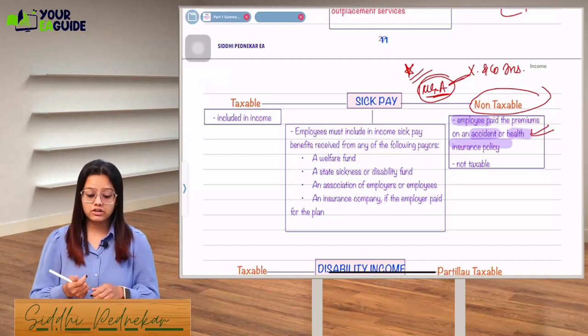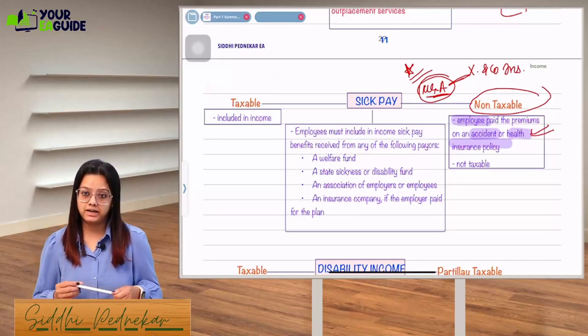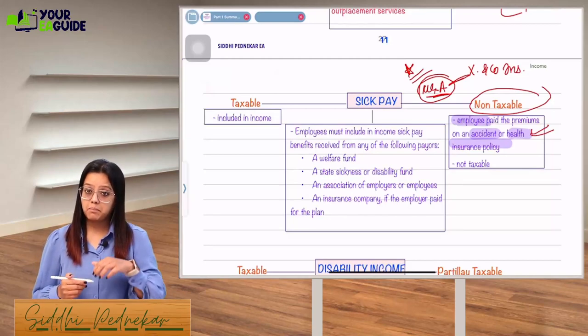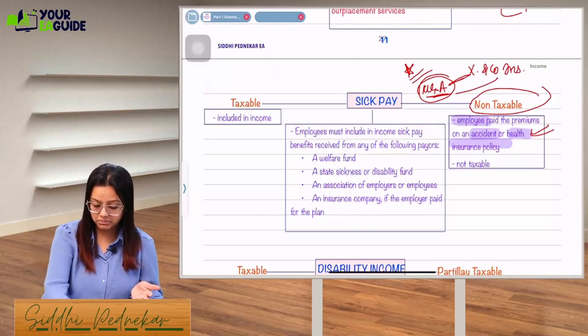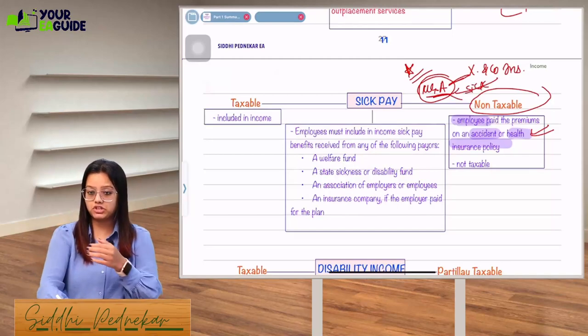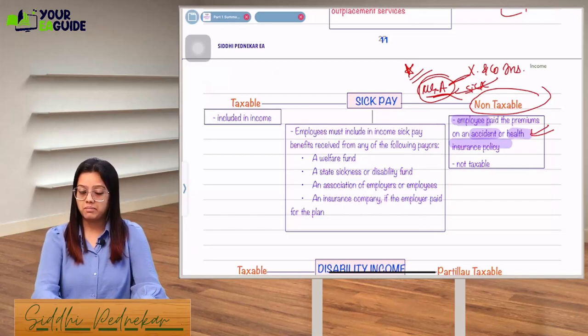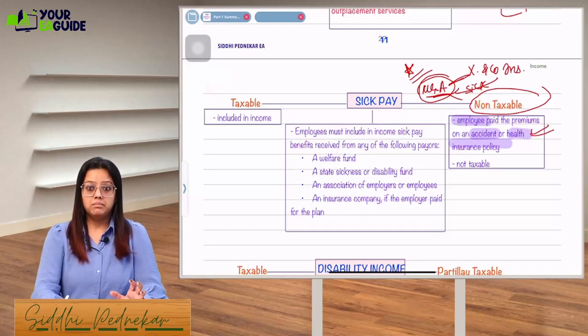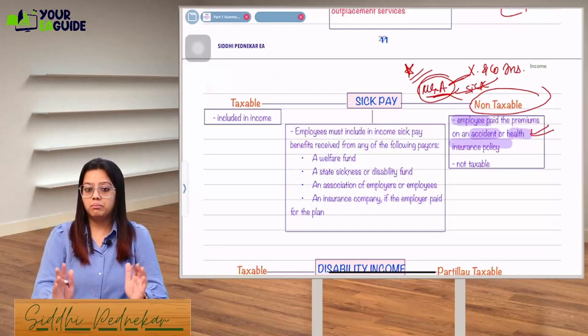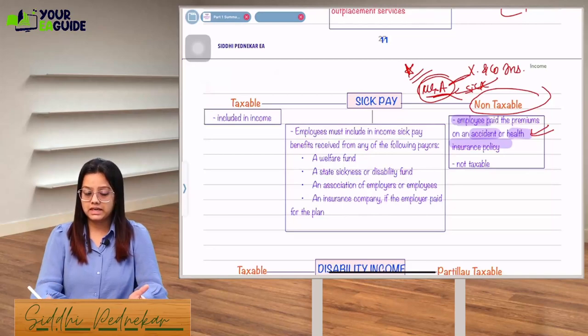But let's say instead of Mr. A, his employer has paid the premium. So whatever reimbursement he gets, the sick pay which he takes from the company, will be included in his tax return as wage income, as sick pay. But sometimes both the employee and employer have taken certain insurance policies.